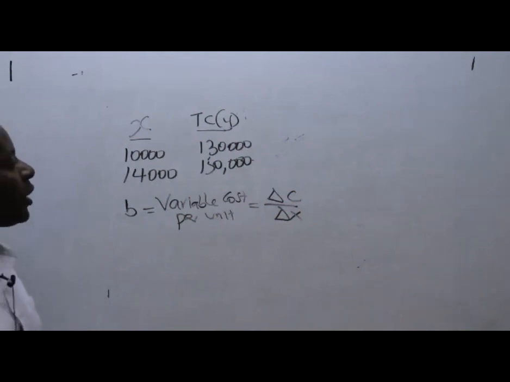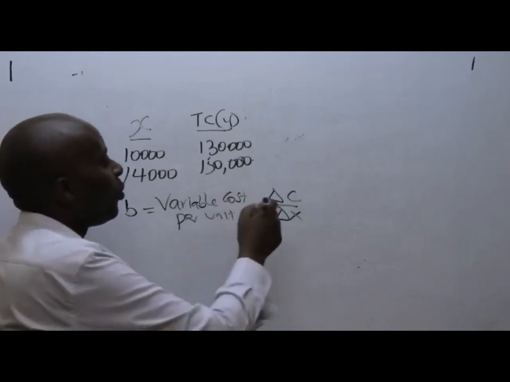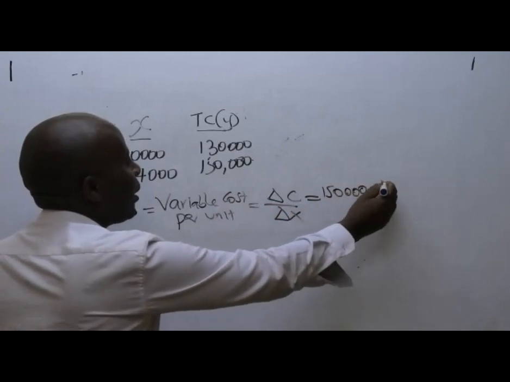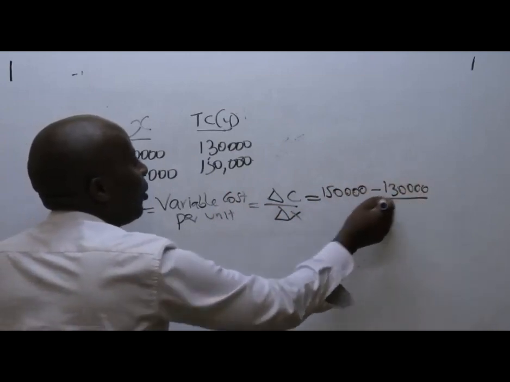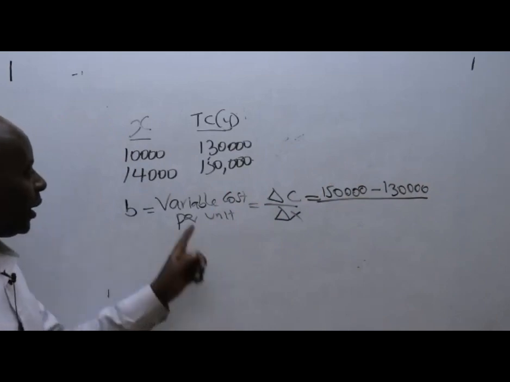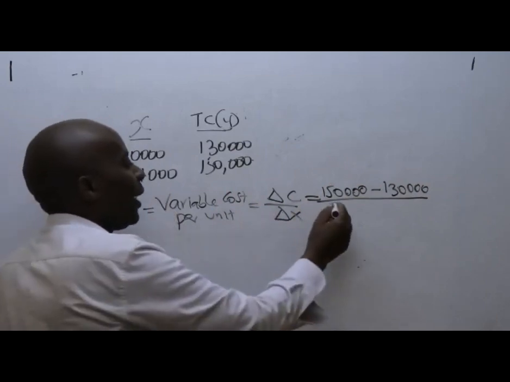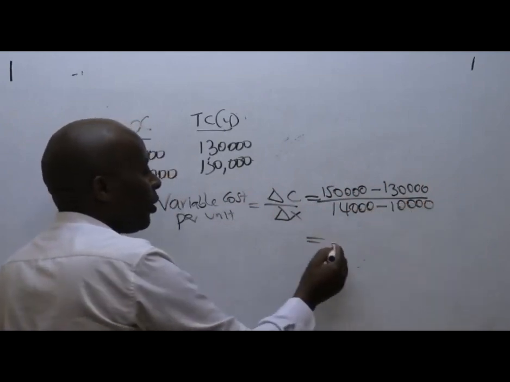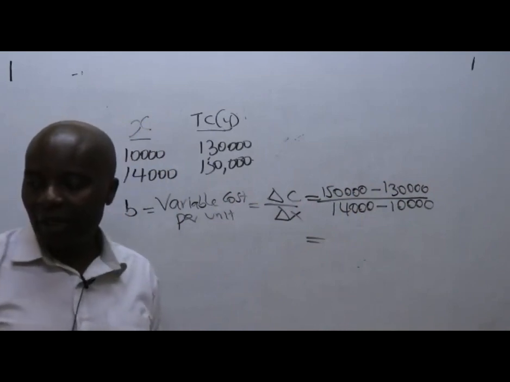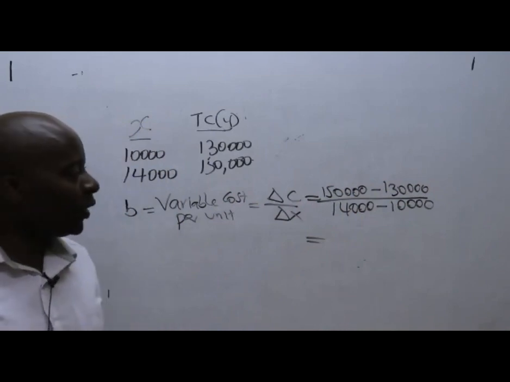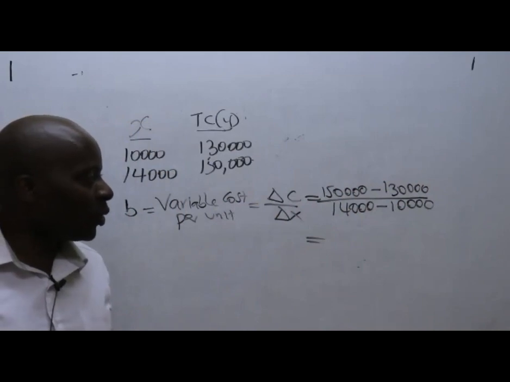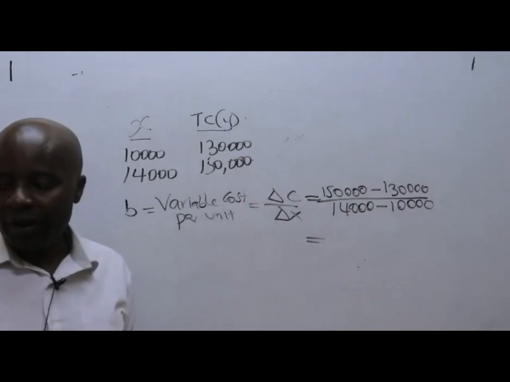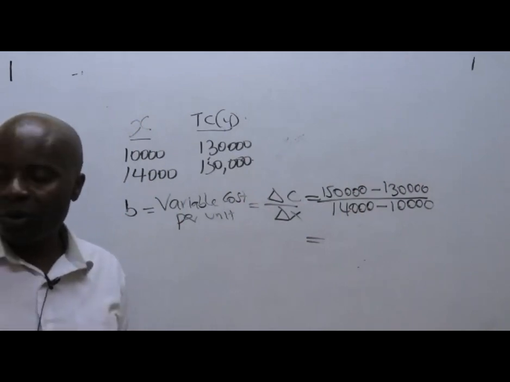So for change in cost, we subtract: 150,000 minus 130,000, all over the change in quantity, which is 14,000 minus 10,000. At the end of the day, 150,000 minus 130,000 is 20,000. 20,000 divided by 4,000 will give me a variable cost of what here, somebody?